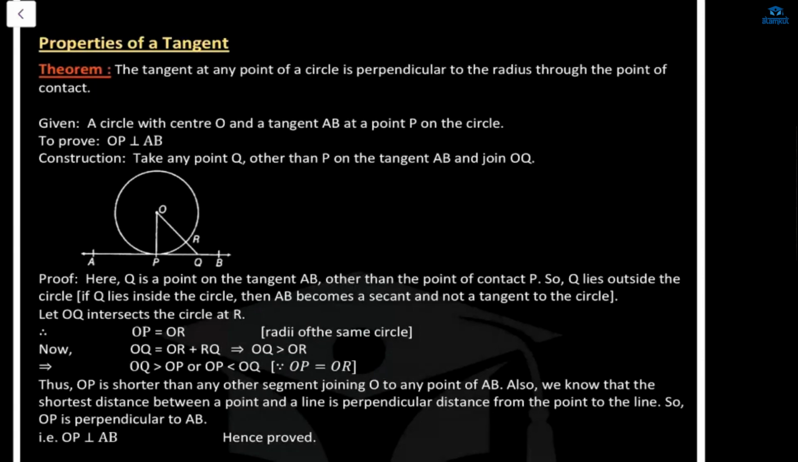The tangent at any point of a circle is perpendicular to the radius through the point of contact. Okay, now what is it saying? Just listen. A tangent at any point of a circle is perpendicular to the radius through the point of contact.